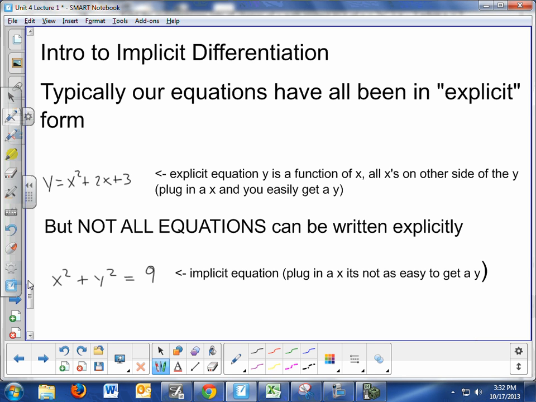I believe there's a couple of questions on implicit differentiation, but maybe not. I'm not sure. All right. No. We got 15 minutes. We're almost there.